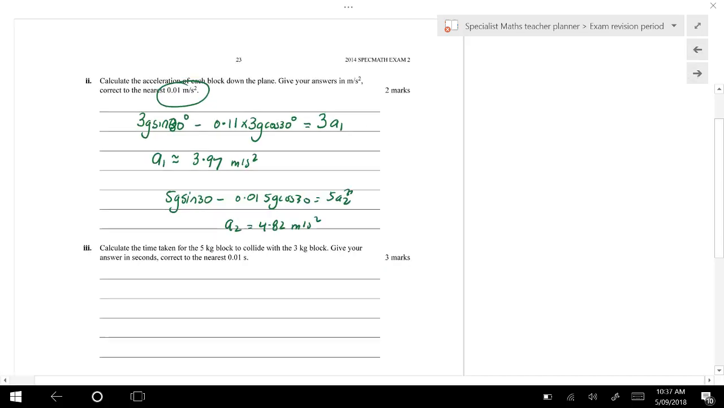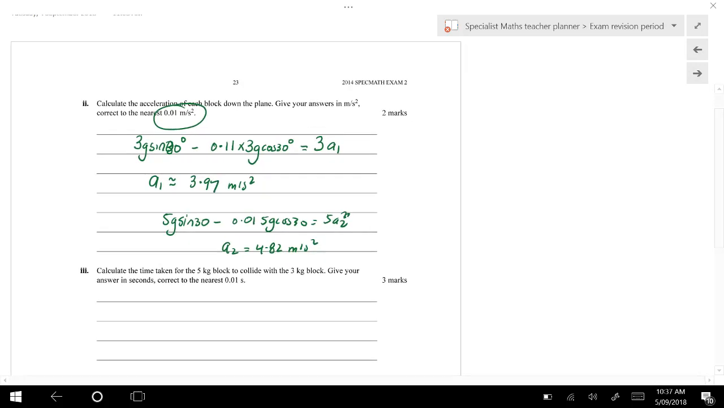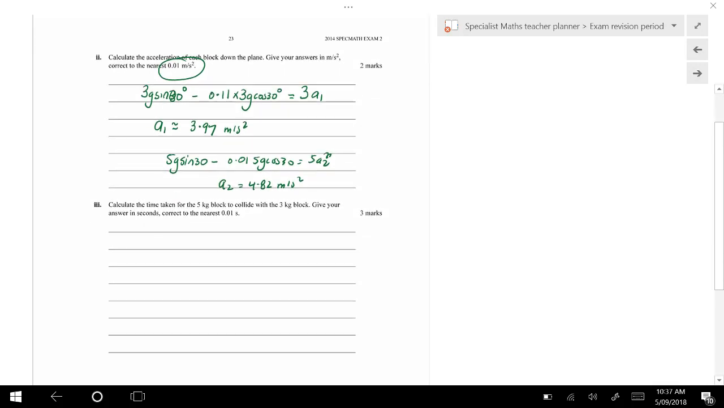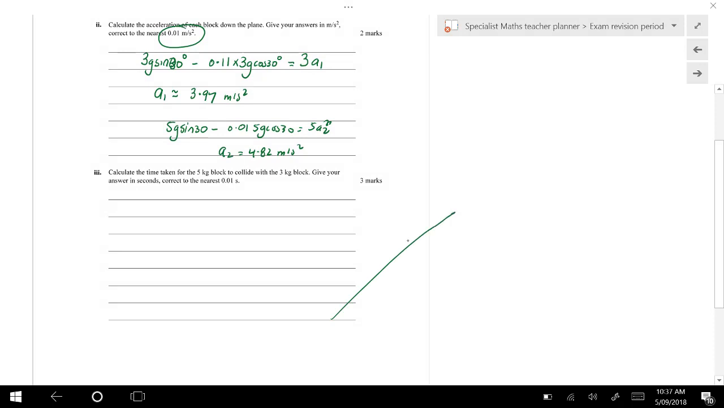Now, our final question. This wasn't that bad. It says that these blocks collide, but there's 3 meters distance between them. I'm going to call the distance that this first block slides X. So one slides X, and the other one slides 3 plus X.